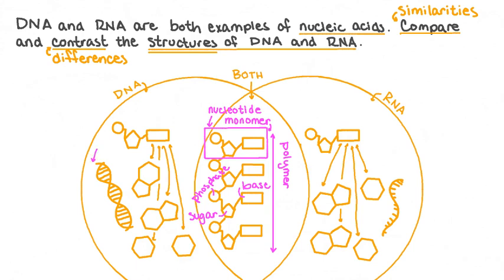However, DNA is made of two strands of nucleic acids, bonded together into a double helix, while RNA is typically a single-stranded molecule. There are also some differences between the nucleotides of DNA and RNA. The pentose sugar in the nucleotides of DNA is deoxyribose sugar, while in RNA it's ribose sugar. Also, the bases in DNA are adenine, thymine, cytosine, and guanine. RNA molecules possess adenine, guanine, and cytosine, but the base thymine is replaced by the base uracil.